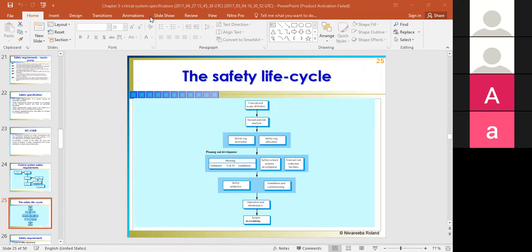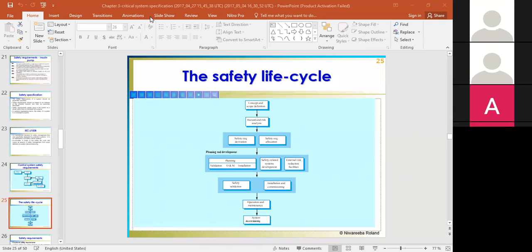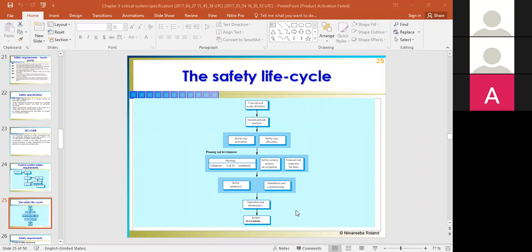Okay, I'm just trying to do that mute thing, but it's not showing on my screen. So it's okay, I'll see how to do it.